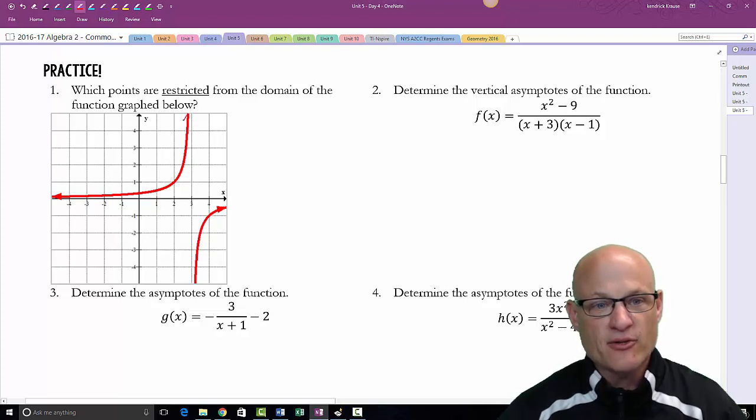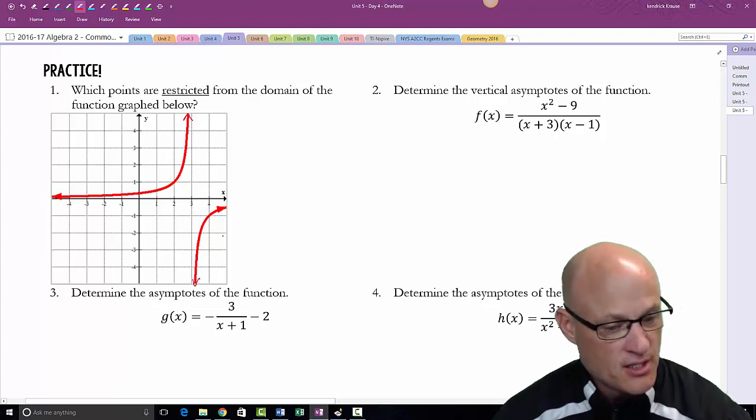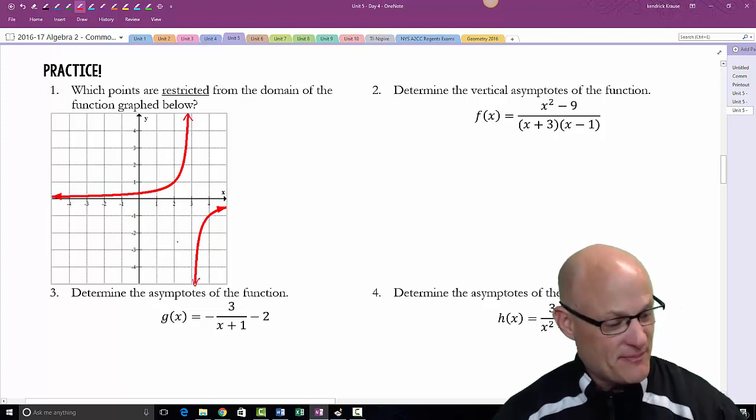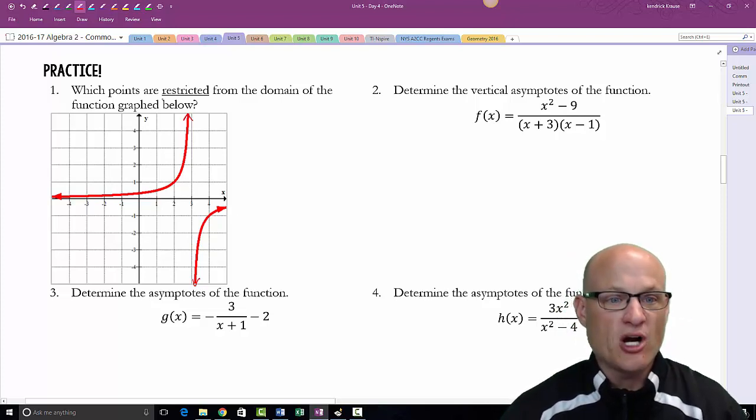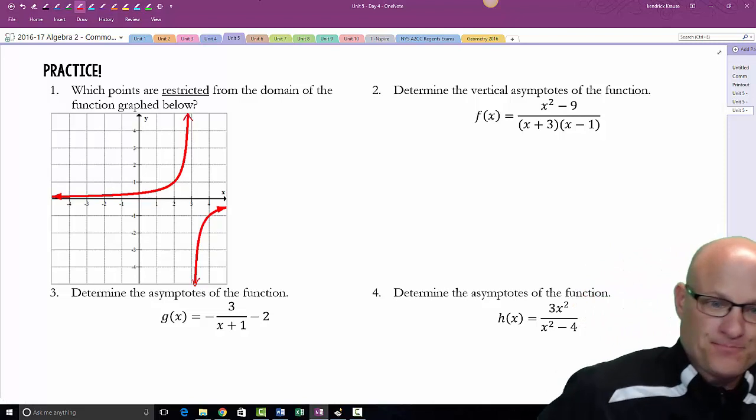All right, but here I am. I'm going to start on this problem. So if you want to do it right now, stop right now. Pause her up. All right. Oh, hey, you're back. That's so awesome. What's the question asking for? Which points are restricted from the domain?